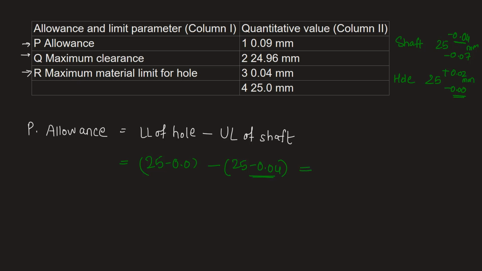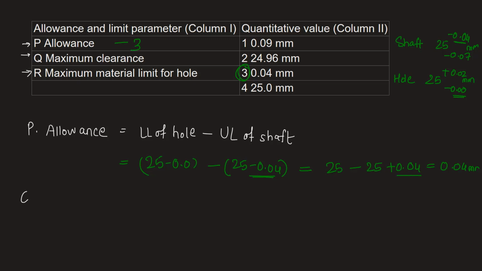So this will be equal to 25 minus 25 plus 0.04. 25 minus 25 is 0. So the value that we get is 0.04 millimeters. This is given in third one in column 2. So P matches with 3.